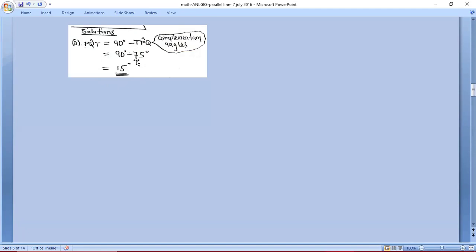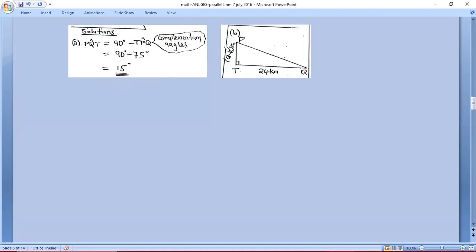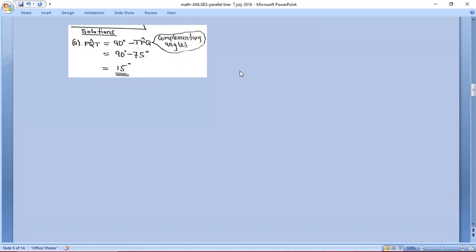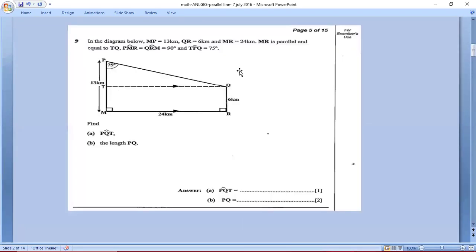Obviously, we are following known mathematical rules. So we've come up with that. It's 15. That's PQT. I've got PQT. Then finding the other part, the question says, find the length PQ. Okay, the length PQ, that length there.